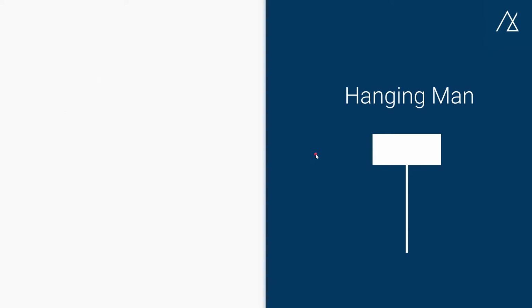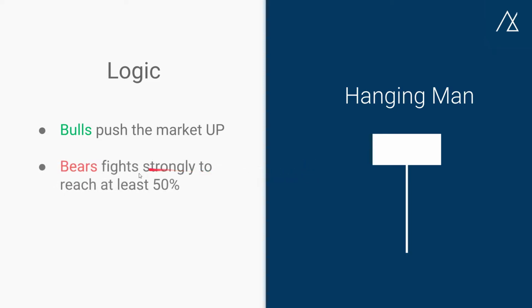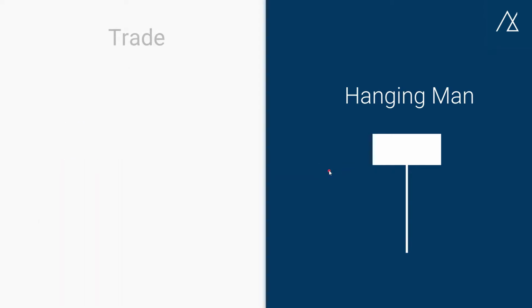So what is the logic behind a hanging man? Bulls will push the market up, and the bears will fight strongly to reach at least the 50% level, and the longer the shadow, the more effective the bearish trend.